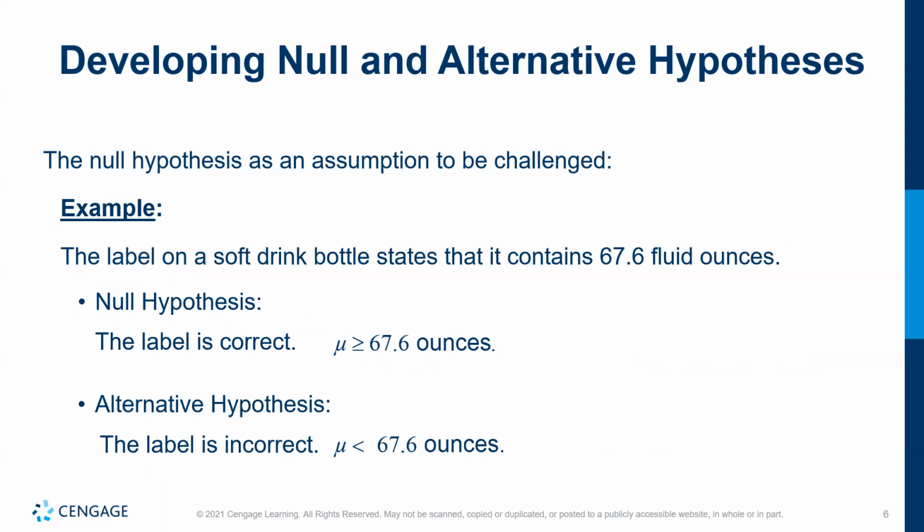And sometimes we use the null hypothesis as an assumption to be challenged. So like a label on a soft drink bottle states that it contains 67.6 fluid ounces. In that case, the null hypothesis is what it states, and the label's incorrect would be the other one, right? We use that a lot in manufacturing. When you get a bag of chips and it says it's this many ounces, it's not perfectly that. They're allowed some reasonable margin of error. That would be kind of ridiculous if you had to have it to the gram.